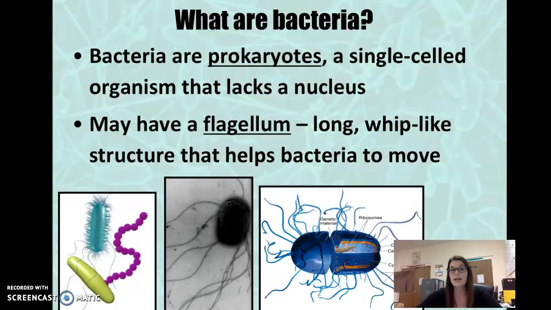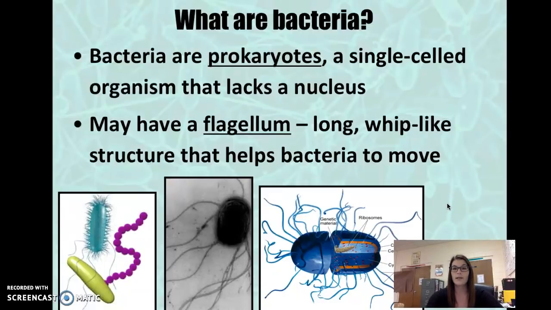So prokaryotic cells, which are bacteria, are very simple organisms. They are single-celled, which means they're just one cell. They do not have a nucleus. Even though they don't have a nucleus, they do, however, contain DNA, the genetic material. The genetic material inside a bacteria cell actually just kind of floats around in the center of the cell in the cytoplasm. Some bacteria also have a flagellum or flagella if you have more than one.